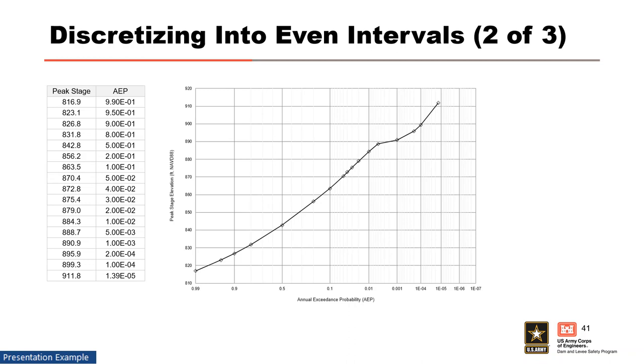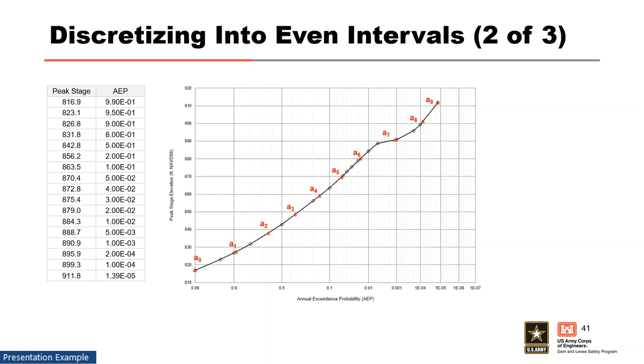Here is where you will want to start using the Session 2 example spreadsheet that I mentioned at the beginning to help you follow along. We are given a stage frequency curve with the black diamonds in the plot corresponding to the stage annual exceedance probability, or AEP, that are shown in the table. We're going to discretize into even intervals. The red triangles are the stages that split the curve into 10 even partitions.